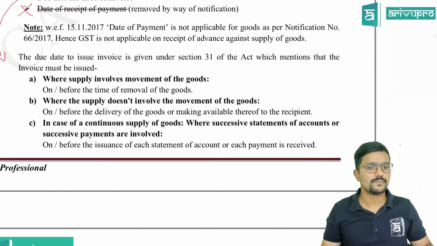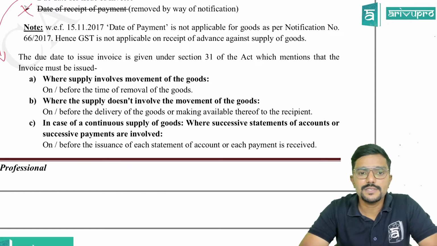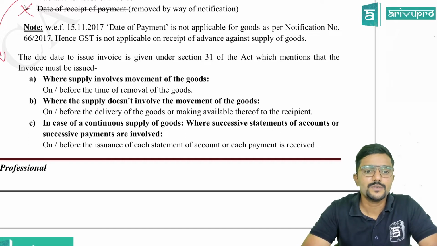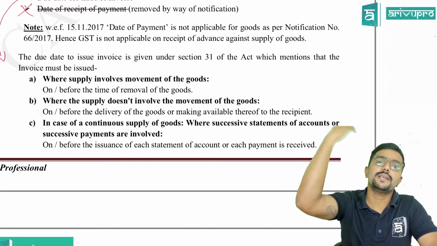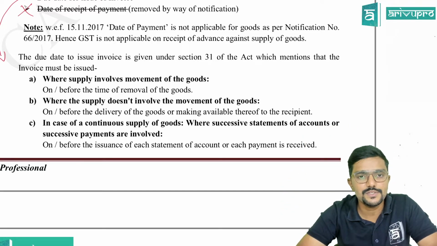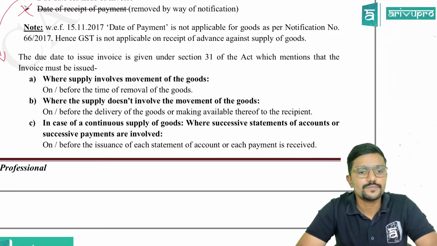Supplier. Okay. The due date to issue invoice is given under section 31 of the Act, which mentions that the invoice must be issued. This is actually a topic covered under the Invoice chapter, which we will be learning in the later part of our classes. But still, as it is related to section 12, I have put it here also.